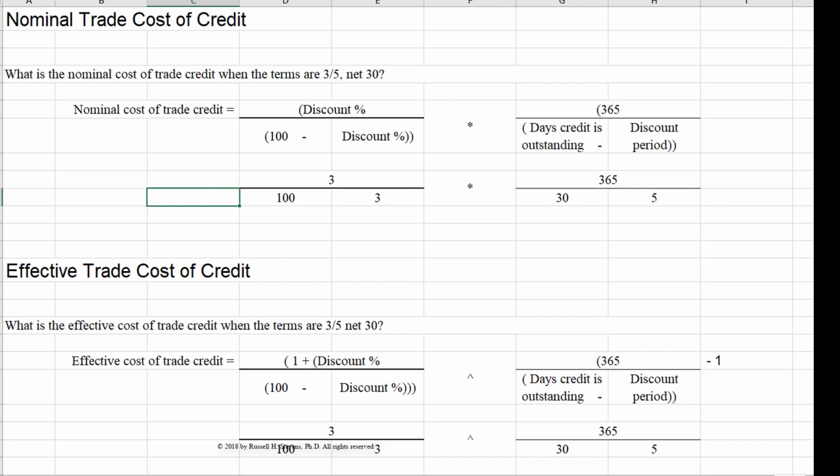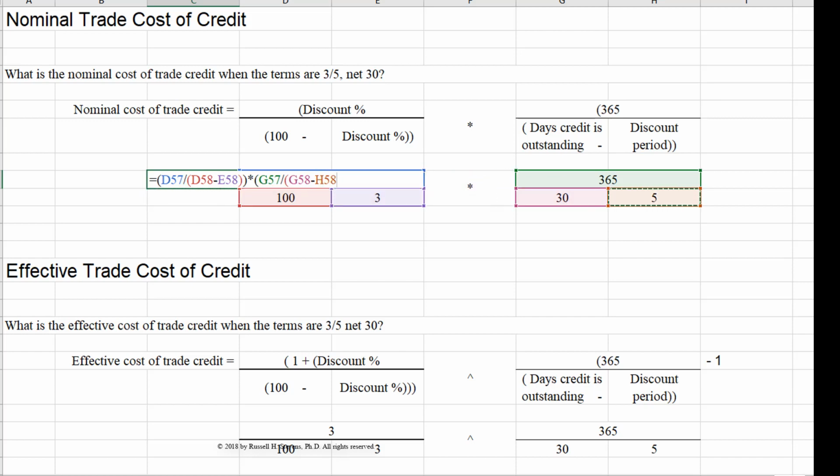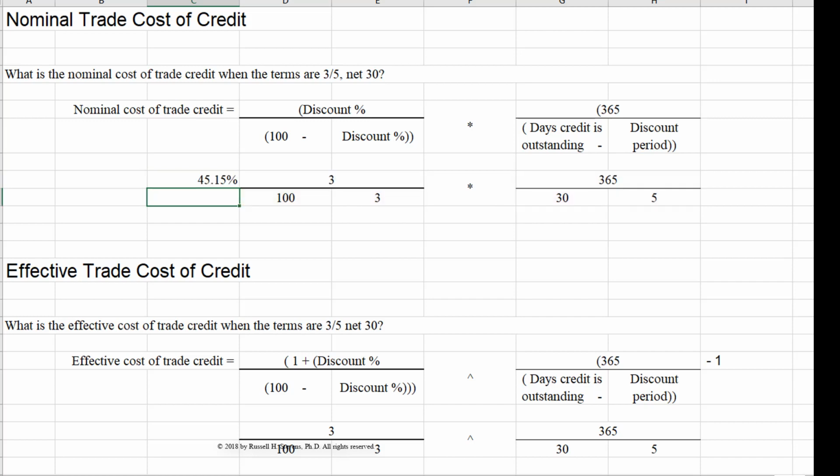Highlight the workbook cell down 4 lines from the nominal cost of trade credit and to the left of the 3. Type in an equals sign followed by an open parenthesis. Highlight the upper 3, type in a slash followed by an open parenthesis. Highlight the 100, type in a minus. Highlight the lower 3 followed by 2 close parentheses. Type in an asterisk followed by an open parenthesis. Highlight the 365, type in a slash followed by an open parenthesis. Highlight the 30, type in a minus. Highlight the 5, type in 2 close parentheses and press Enter. The nominal cost of trade credit for the listed terms is 45.15%.